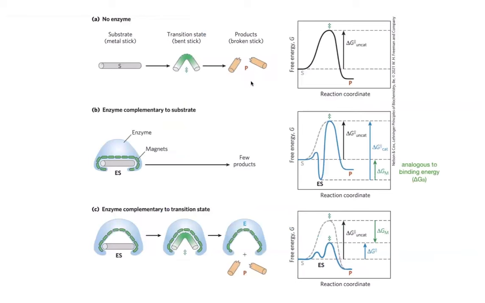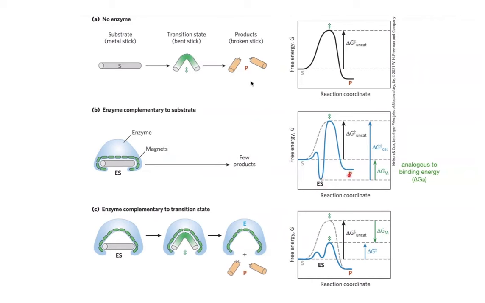So in your book, they're showing an example of this where they're imagining this stickase where there are magnets acting to provide the binding energy. And they're showing that if you stabilize your substrate, what's going to happen is that you're going to raise your overall activation energy because you're lowering where you're starting from. And so remember that the points on here are representing these intermediates. So this is the complex of the enzyme and the substrate. Here you have enzyme plus substrate. Here you have enzyme substrate. Here you have your enzyme product.